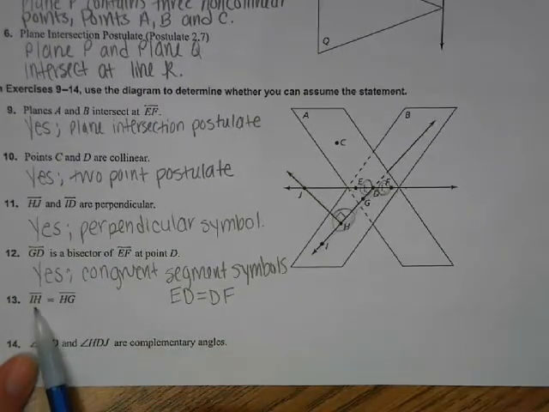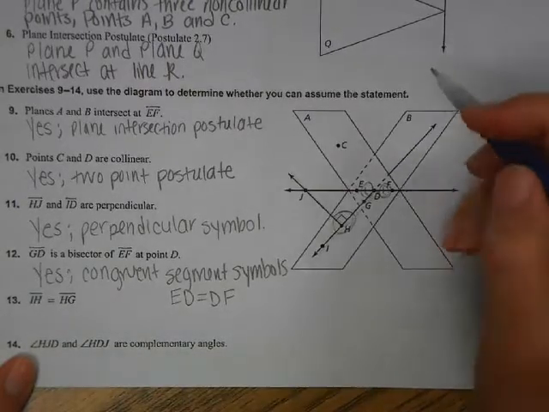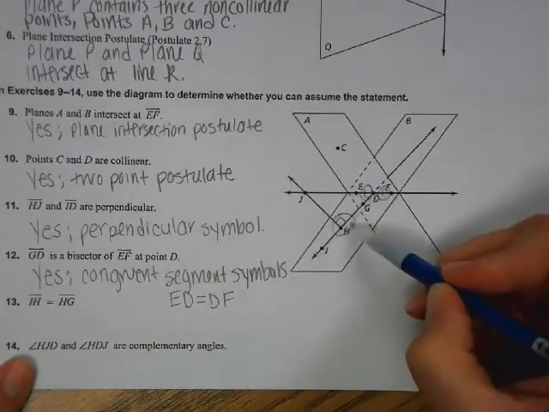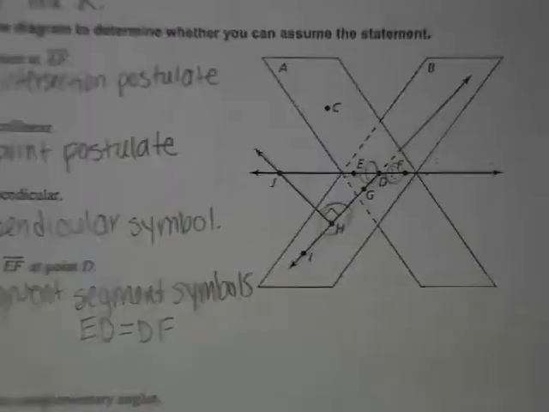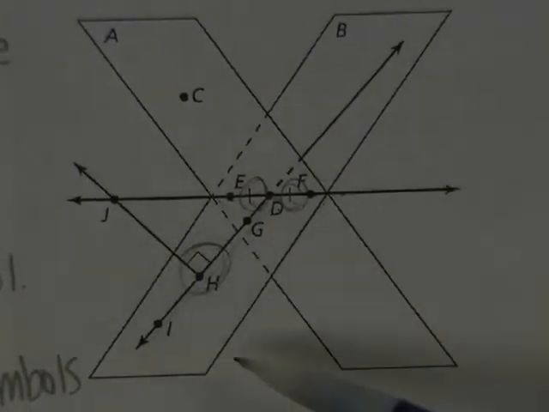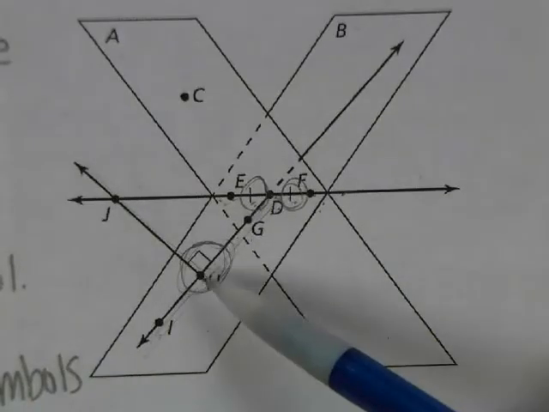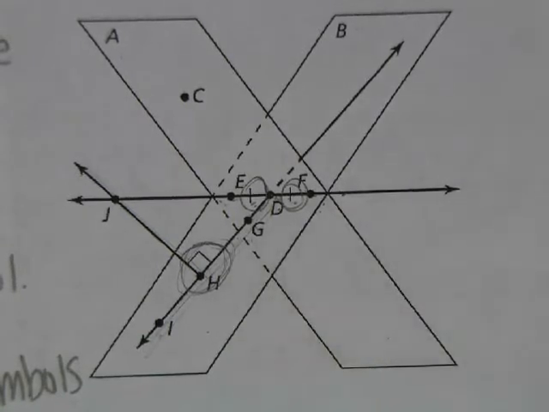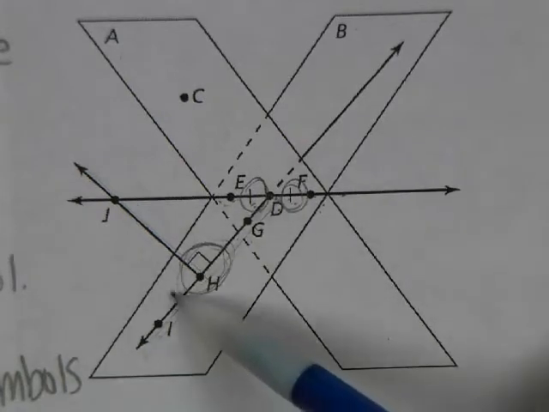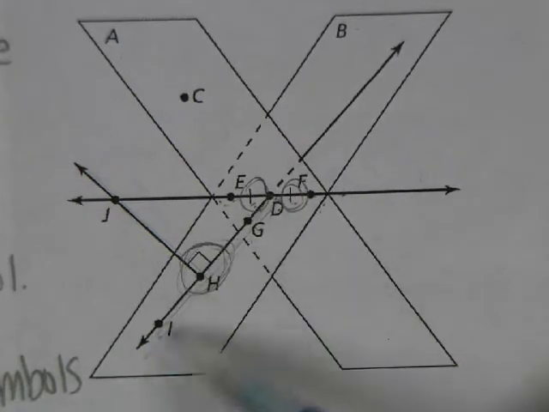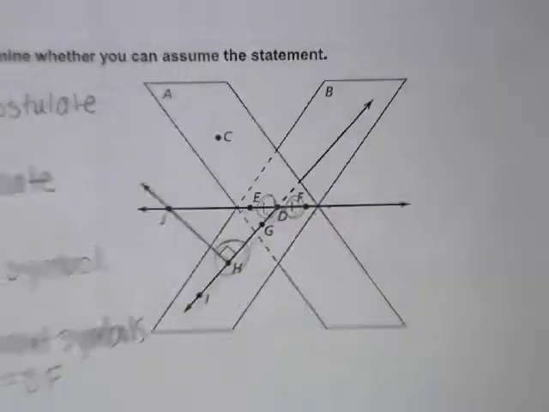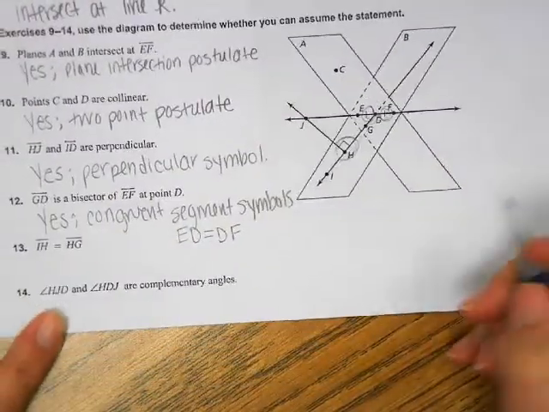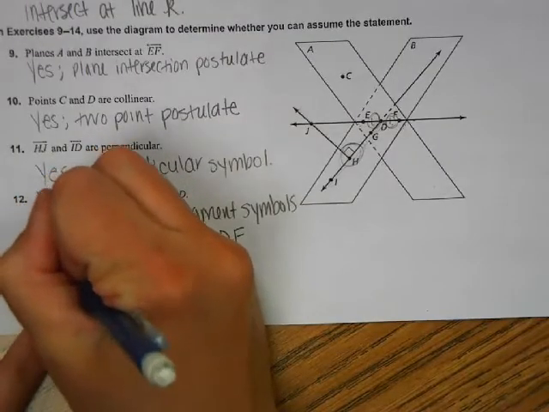How about IH and HG? Is there any symbol in this diagram that tells us IH and HG are congruent? And the answer is no. There's no tick marks there that tell us those are congruent, so this cannot be determined.